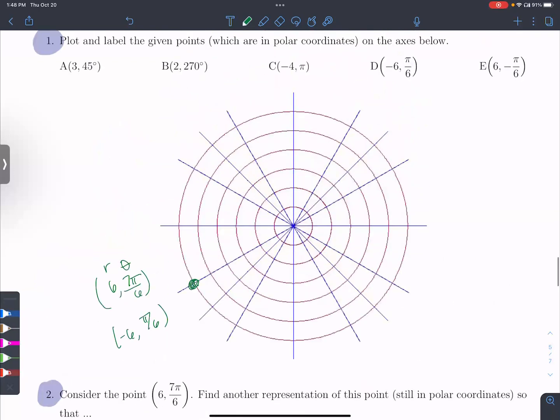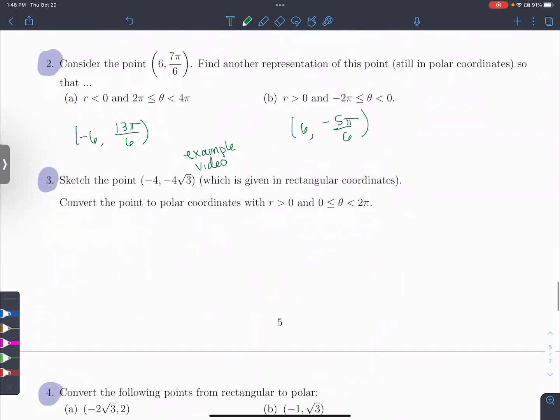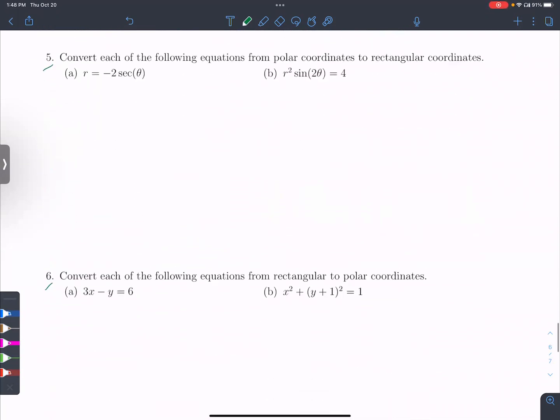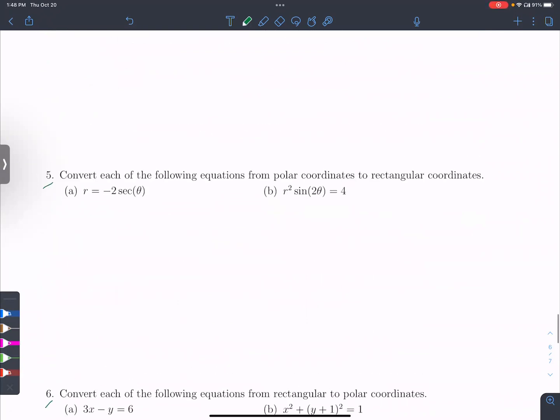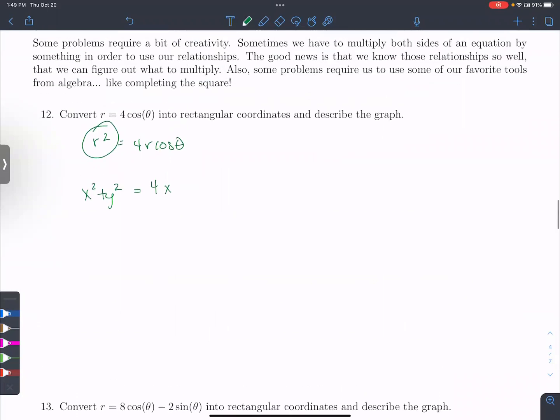Okay, so what you're going to do is plot these A through E, work through 3 and 4, and then we will talk about the rest of these. You can try them, but we'll talk about the rest of them on Monday before we get into 6.4 stuff.